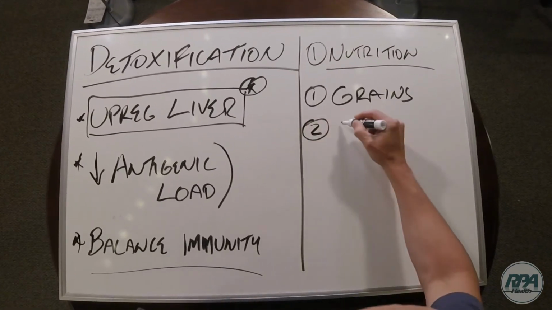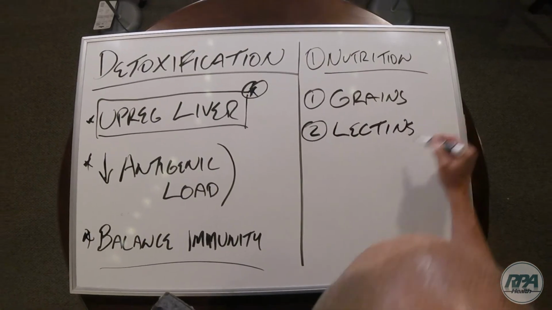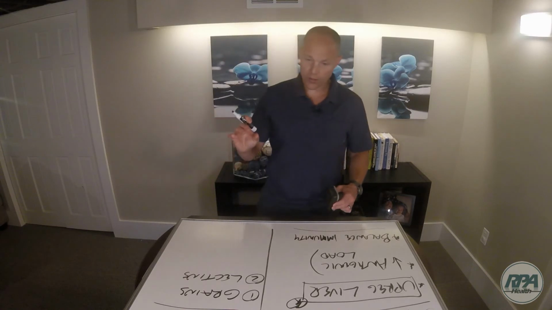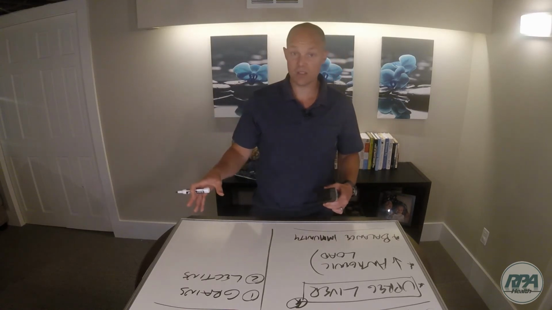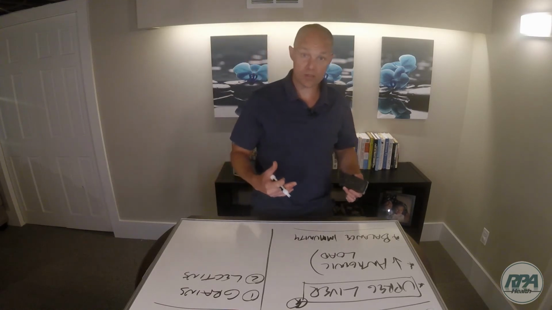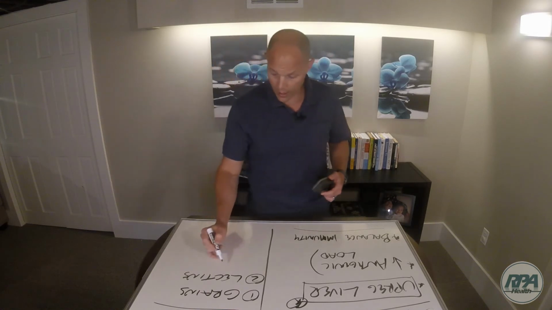Number two is going to be, let's go with lectins. So lectins, if you've never heard of a lectin, is a component of the seeds of nightshade vegetables, seeds, legumes, so peanuts, soybeans, those type of legumes that are grown from the ground, all right?